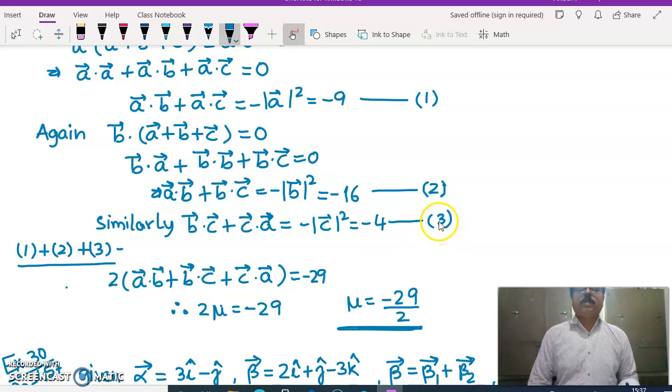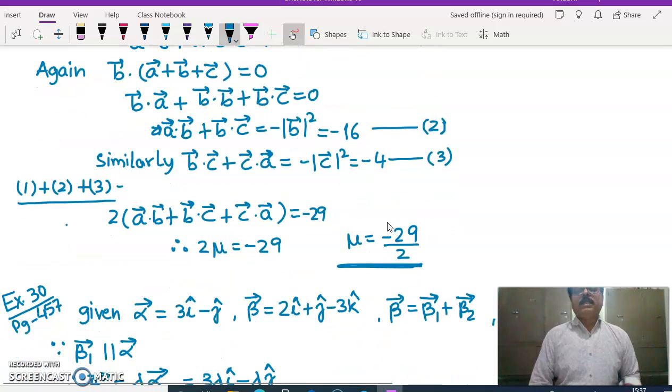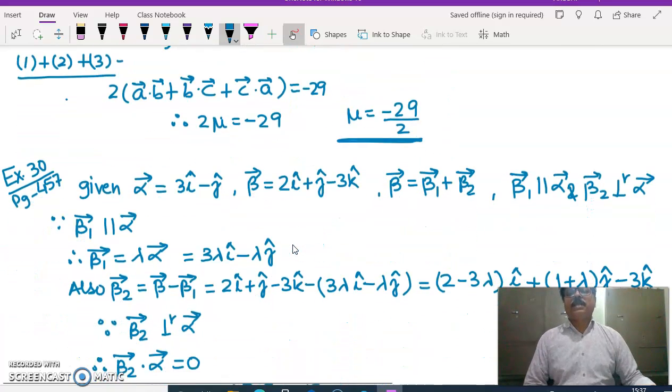4, तो minus 4. If we add 1, 2 and 3, we get 2 (A dot B plus B dot C plus C dot A) as minus 29. 9 और 16 and 4 add किया तो minus 29. Since A dot B plus B dot C plus C dot A is mu, so 2 mu is equals to minus 29 and value of mu is minus 29 by 2.